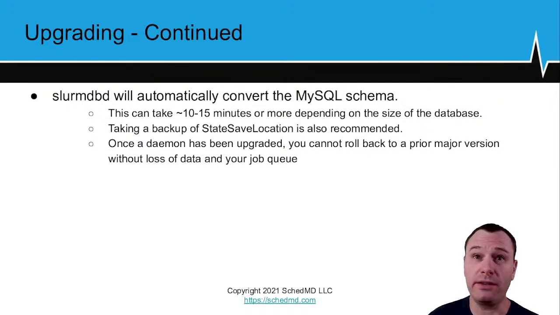Slurmdbd will automatically convert the MySQL schema for you. This can take 10 to 15 minutes or more depending on the size of your database, and can increase with underlying slow system storage. We highly recommend taking a backup of the state save location as well. The state save location and database dump can help assist recover from a failed upgrade attempt. Please note that once a daemon has been upgraded, you cannot roll back to a prior version without losing data and your job queue.